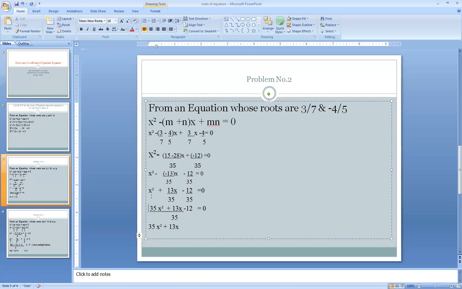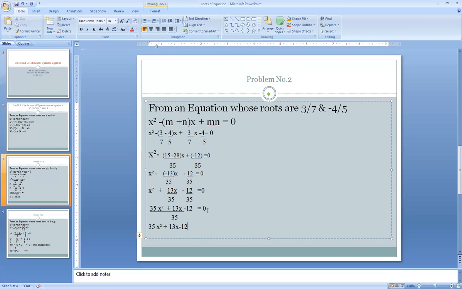So we should divide with the 1 and multiply with the numerator values. So 35 1s are 35. 35 into x square is 35x square plus, write it plus. So this 35 should be divided with 35. 35 ones are 35. So it is 1 time, 1 into 13x is 13x, minus 35 ones are 35, 1 into 12 is 12 equals 0. Now the values are going to become 35x square plus 13x minus 12.